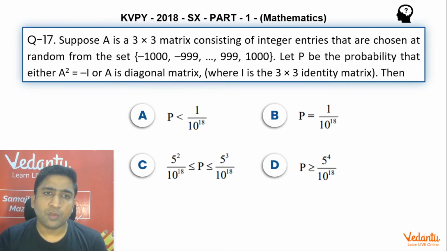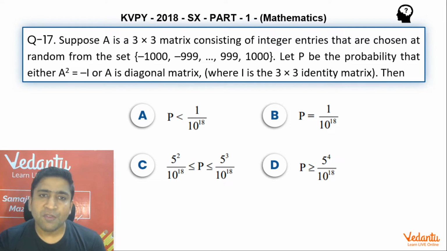As you can see on the screen, the question says, suppose A is a 3 cross 3 matrix consisting of integer entries that are chosen at random from the set of elements minus 1000, minus 999 and so on up till 999, 1000. Let P be the probability that either A square is equal to minus I or A is a diagonal matrix, where I is the 3 cross 3 identity matrix. Then the options are: P is less than 1 upon 10 to the power 18; P equal to 1 upon 10 to the power 18, that is option B; option C is P lies between 5 square upon 10 to the power 18 and 5 cube upon 10 to the power 18; or P is greater than or equal to 5 to the power 4 upon 10 to the power 18.